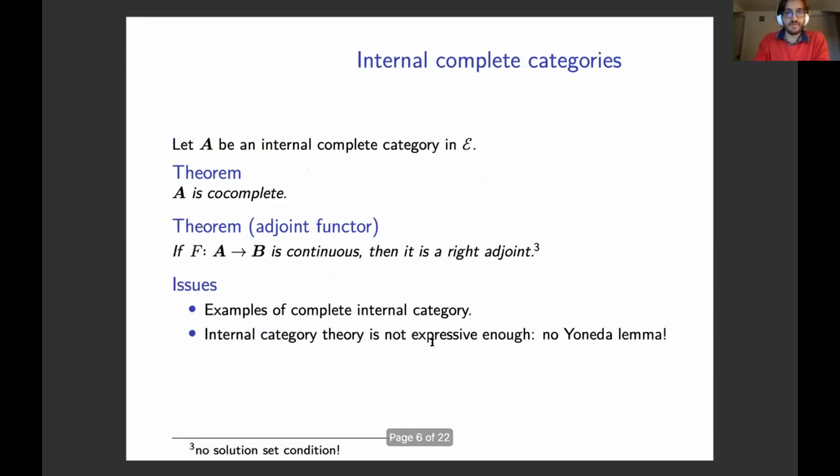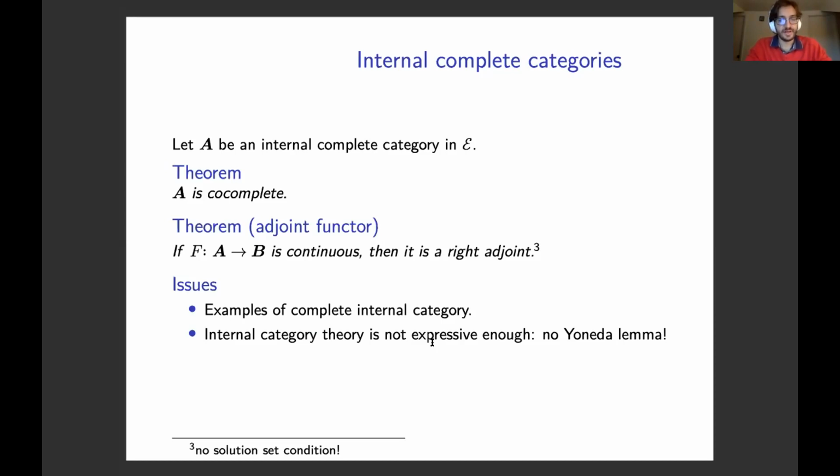So if we have a complete internal category, we retrieve those results that we liked about small complete categories. That is, a complete internal category will also be co-complete, and there is an adjoint functor theorem that holds without assuming any extra condition, such as the solution set condition.